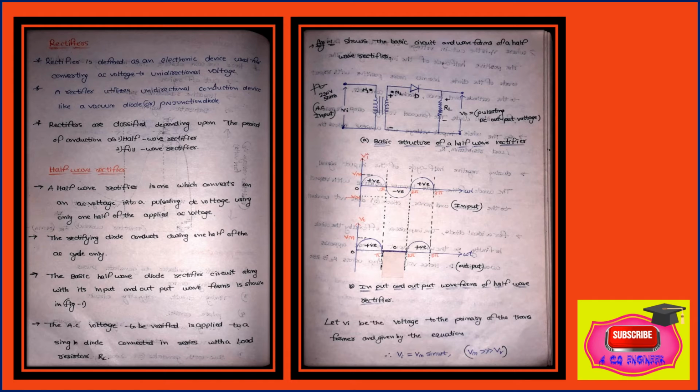Now we have to discuss the operation of a half-wave rectifier. Here, VR is the cut-in voltage of the diode. During the positive half cycle of the input signal, the anode of the diode becomes more positive with respect to the cathode, hence the diode conducts. The anode terminal acts as positive and the cathode terminal acts as negative. Then we have a forward bias, and the diode is in conduction mode.